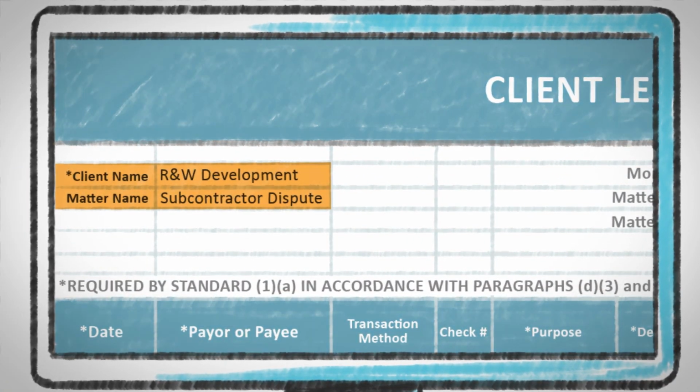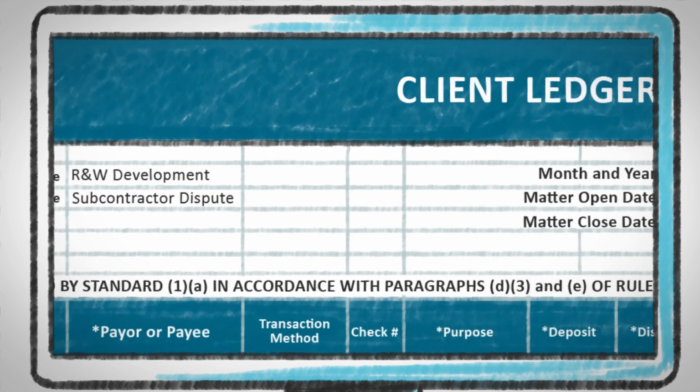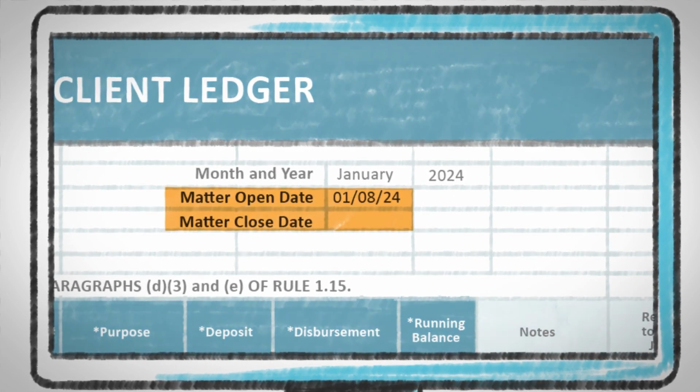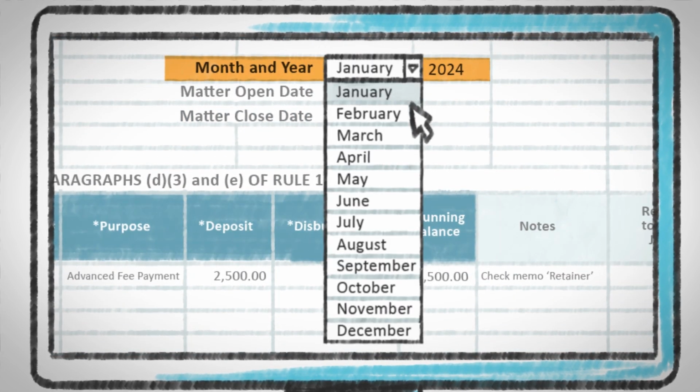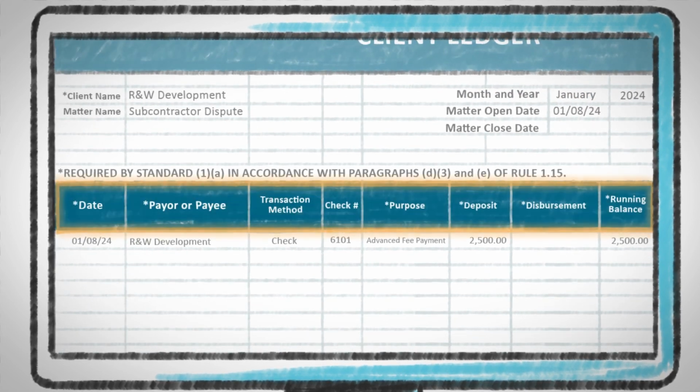At the top of the client ledger, you record certain permanent client information that you enter when you take a new matter. This information will not change until the matter is closed. Selecting the current month and year can help ensure your client ledger is up to date. Let's look at the columns.